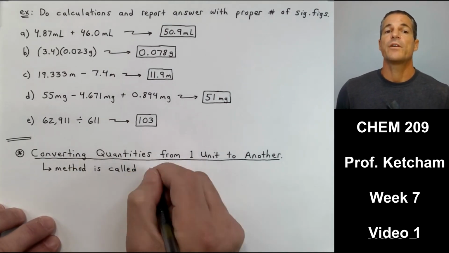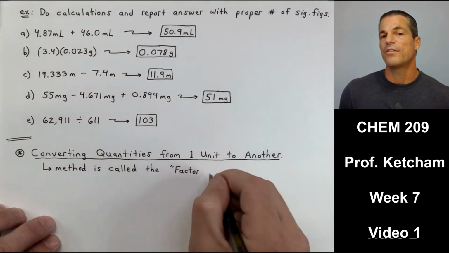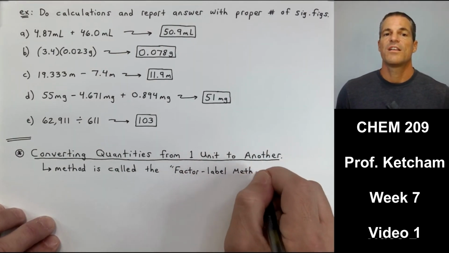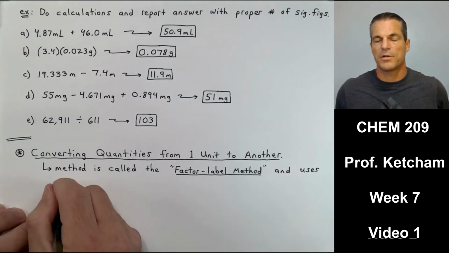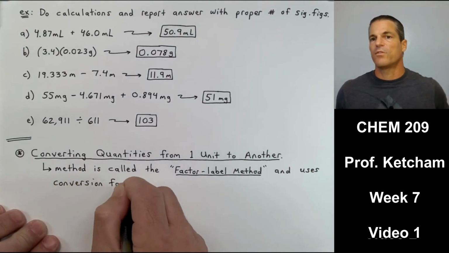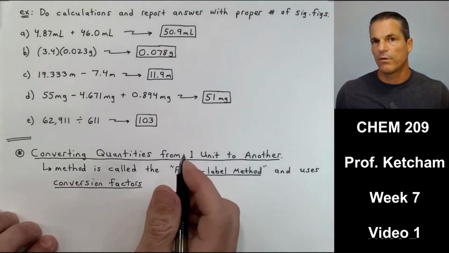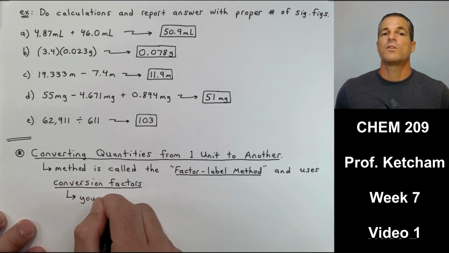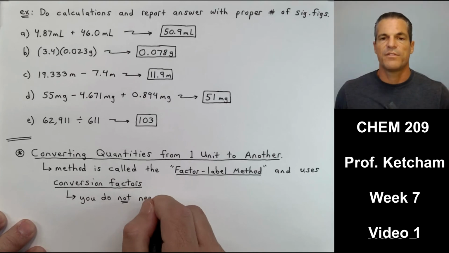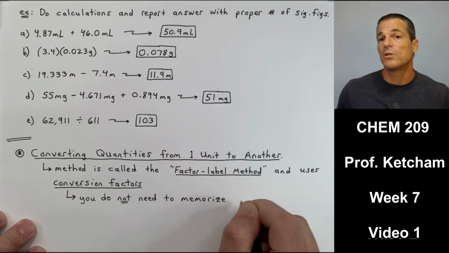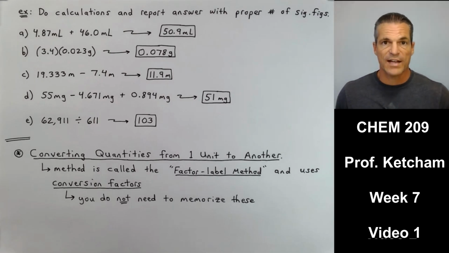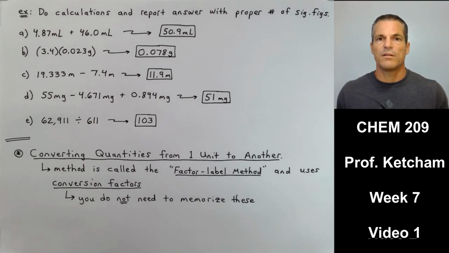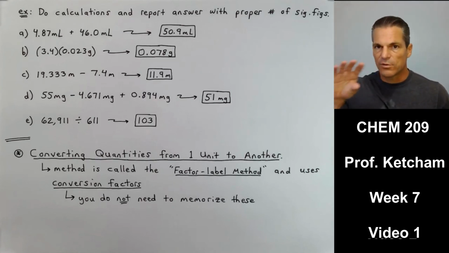All right, converting quantities from one unit to another. This method is called the factor label method. I like to call it start with what you're given, put it over 1, and then follow the units from left to right. That'll make sense because I'll say it over and over. I won't say factor label very often. I'll just usually use the term dimensional analysis. But in the next video, we're going to start off by giving you some conversion factors, and then we're going to start with what we're given, put it over 1, and then cancel units left to right until we get the units that we want to end up with.